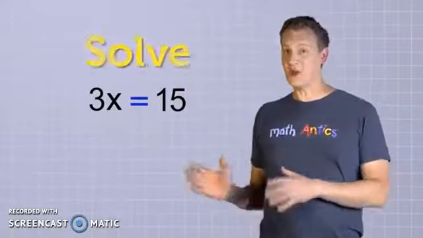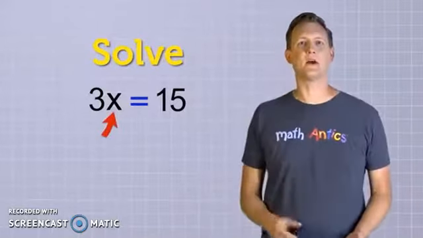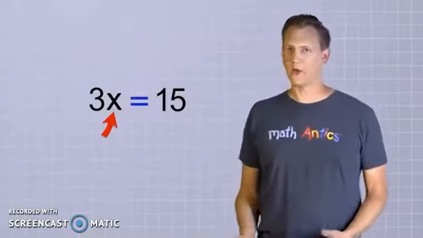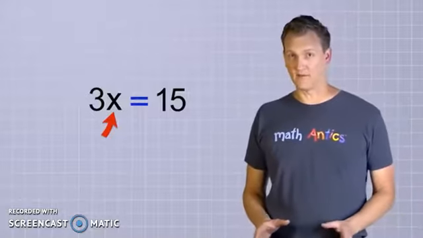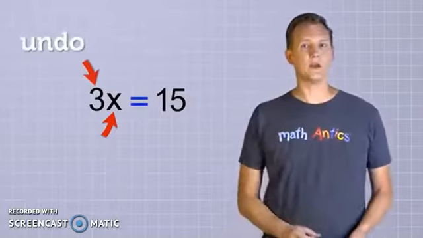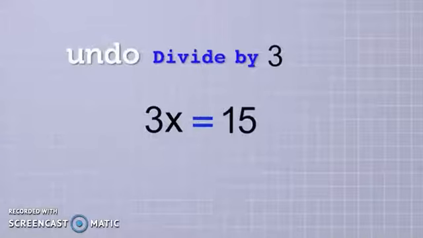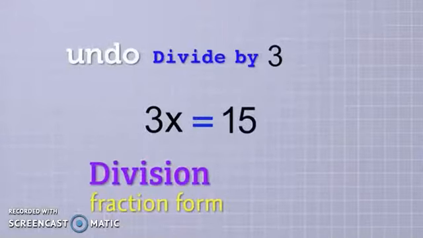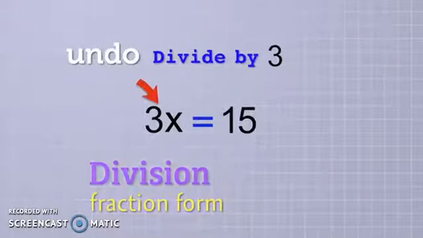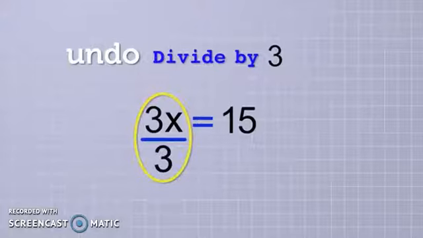Alright, but we need to solve this equation, right? That means we need to get the unknown, x, all by itself on one side of the equal sign. Right now, the x is not by itself because it's being multiplied by 3. So to undo that operation, we need to divide that side by 3. In algebra, we almost always write division in fraction form. So to divide this side by 3, we just write a fraction line under it, and we put a 3 below the line. There. This means 3 times x divided by 3.